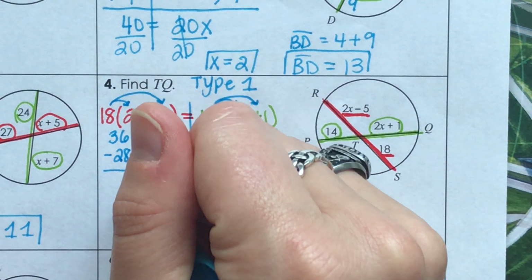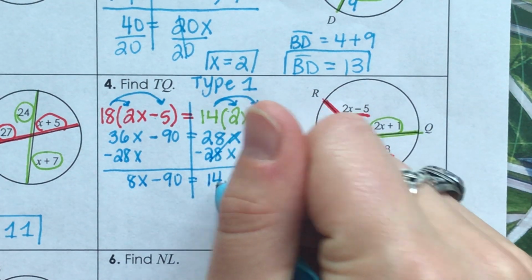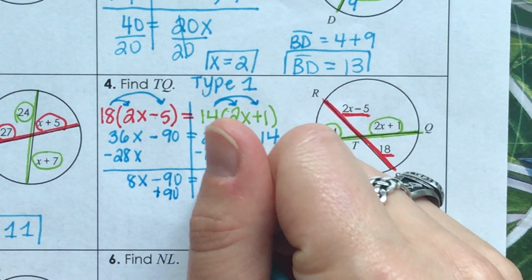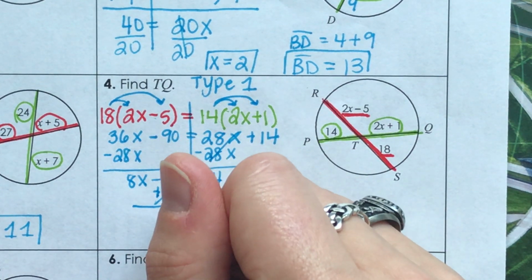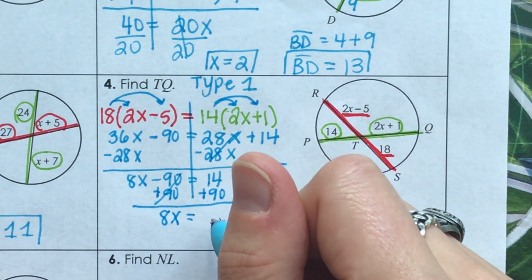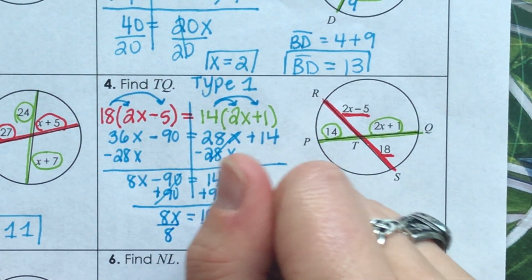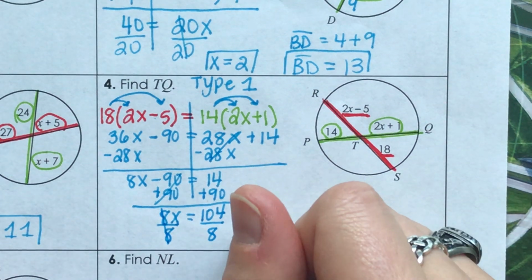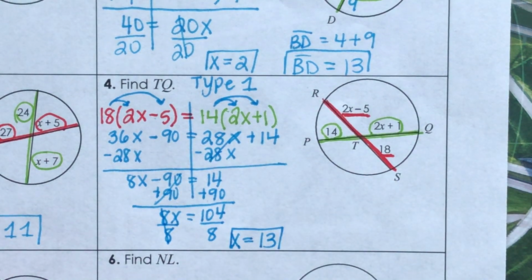So I get 8x minus 90 equals 14. Add 90 to both sides, right, because I'm getting the x by itself. I get 8x equals 104. And then I divide both sides by 8. I get x equals 13.